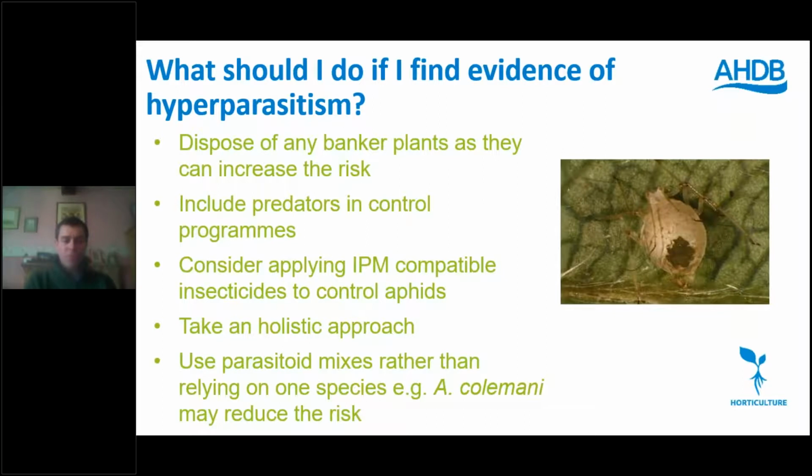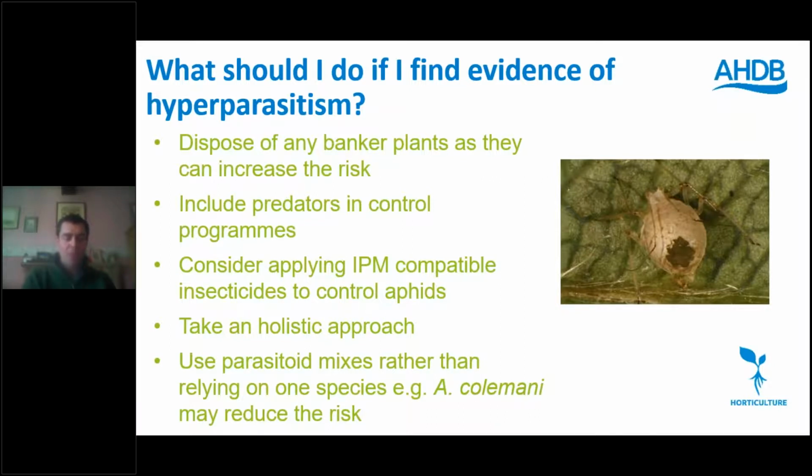So what should I do if I find evidence of hyperparasitism? Get rid of any banker plants, as they can increase the risk. Given this knowledge, it's sort of questionable whether banker plants are worth having, but that's for you to decide as to what works for you. But if you've got them, it's definitely worth keeping a good eye out for hyperparasitoids.